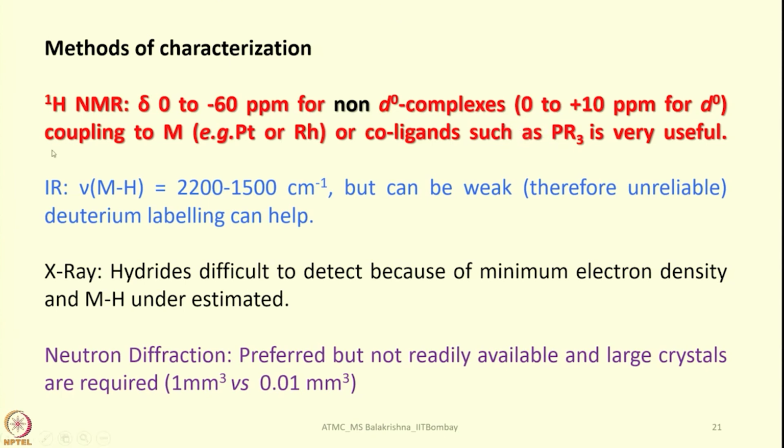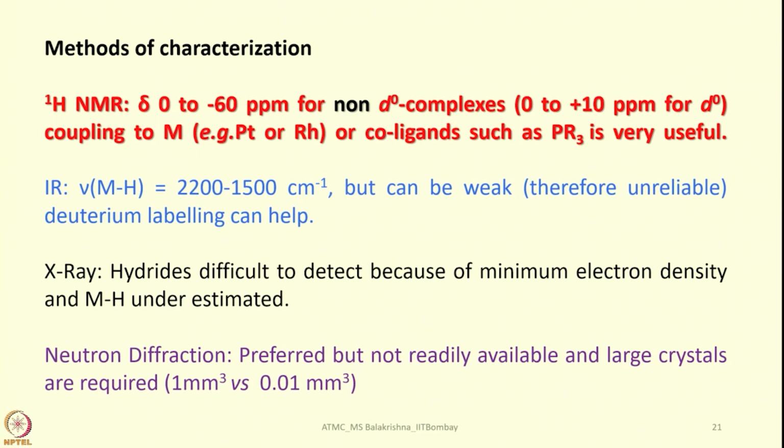And when you look into IR spectroscopy, the MH stretching frequency for a typical terminal hydride appears around 2200 to 1500 centimeter minus 1, but can be weak, therefore unreliable. Of course, this is always a weak absorption you will see. As a result, it is unreliable. You cannot really depend on IR data to know whether an MH bond is formed or not, or broken or not, or disappeared or not. And sometimes deuterium labeling can also help, because in that case 1H NMR does not show any signal.